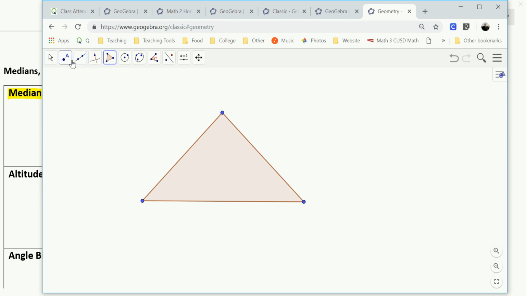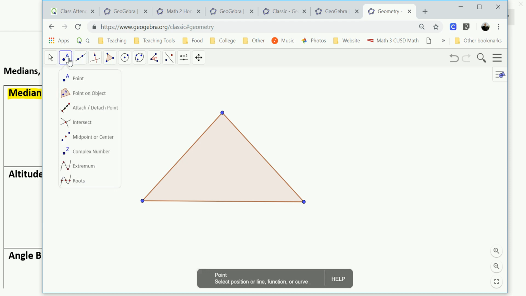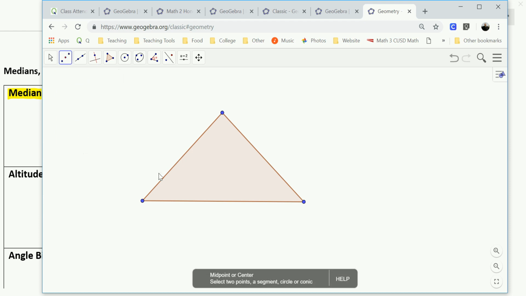And then I'm going to create a median. So to create a median, first we've got to find a midpoint. And so you have these options here that will do some of the stuff for you already. You see right here, it says midpoint or center. If I click on that, it will quickly find a midpoint for me. And so I say, let's find the midpoint of that. And so I just clicked on the line, and it gave me a midpoint.